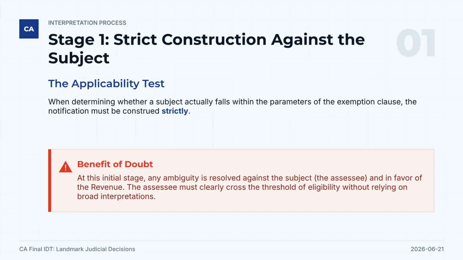The first stage is known as the applicability test. At this stage, the notification must be interpreted strictly. The objective is to determine whether the assessee genuinely qualifies for the exemption. If there is ambiguity regarding eligibility, the benefit of doubt goes in favor of the revenue and against the assessee. In other words, the assessee must clearly demonstrate that all eligibility conditions have been met. Courts do not permit broad or generous interpretations at this stage. The threshold for entering the exemption notification must be crossed through strict compliance with the specified requirements.